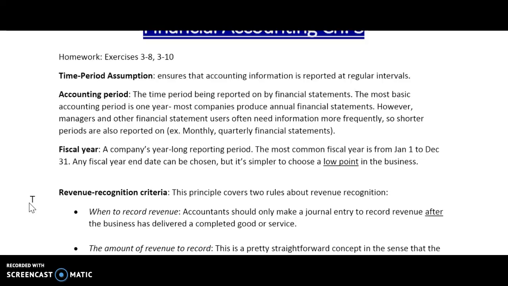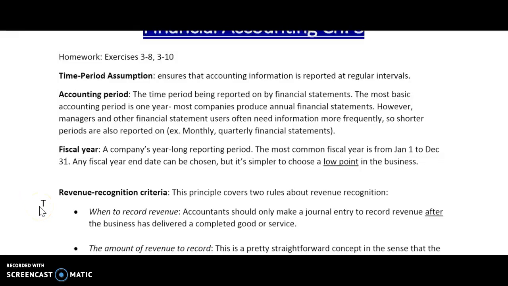The accounting period is any given period that is reported on the financial statements. So the most common periods we're familiar with are annually, that's the most common one, and also quarterly. There can be instances where we need to produce information in a shorter time frame, so sometimes monthly financial statements also.